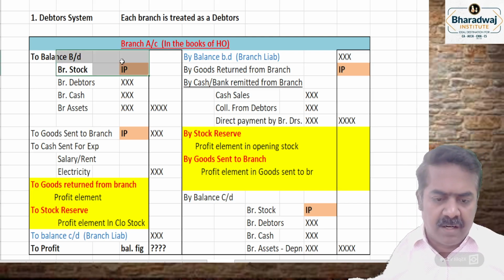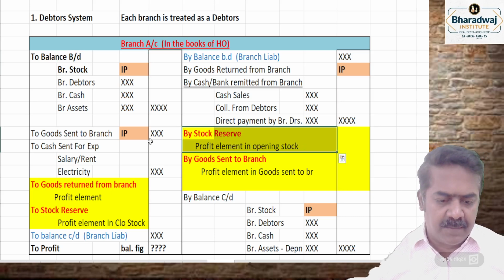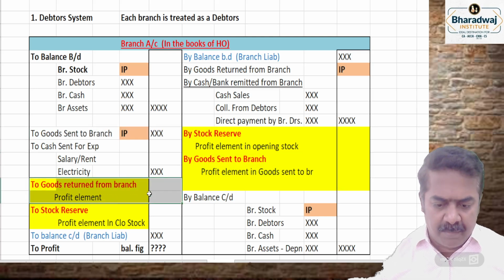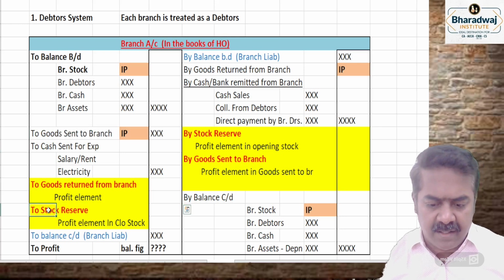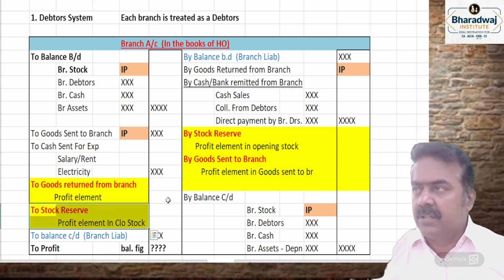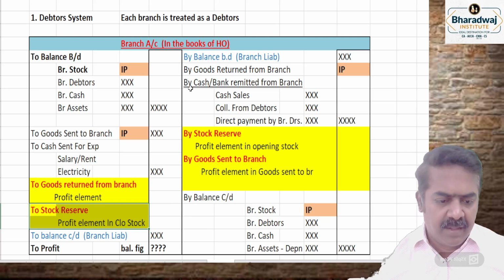On the opening stock, we put a stock reserve. On the goods sent to branch, we put what? Goods sent to branch. Then on the goods returned from branch, we remove the profit element on the debit side. Then on the closing stock, we remove the profit element on the debit side. Okay.